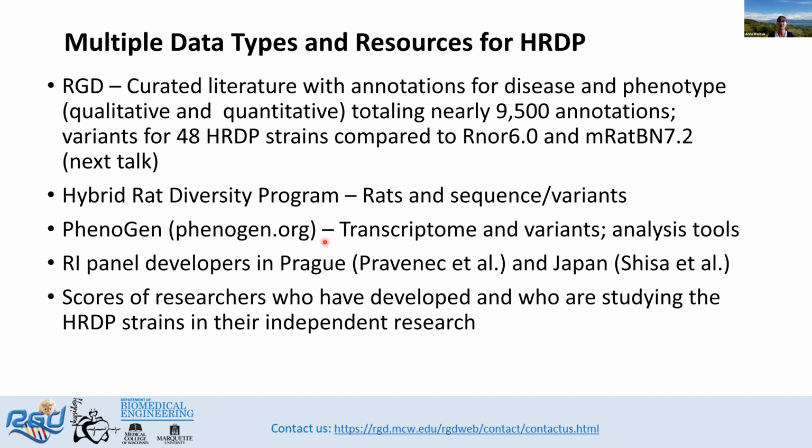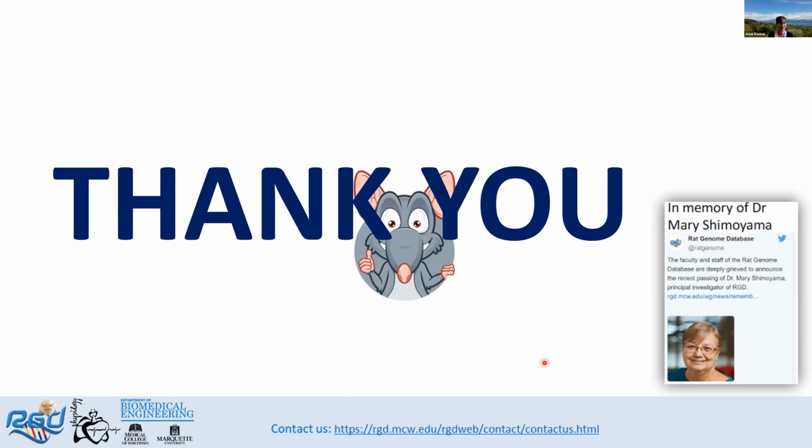I just want to call out that there are other people working very, very hard on multiple data types and resources for the HRDP, including the Hybrid Rat Diversity Program I mentioned, as well as PhenoGen, the folks in Prague and in Japan who developed the recombinant inbred strains, and the scores of researchers who have developed and who are studying the HRDP strains in their independent research. So with that, I thank you.